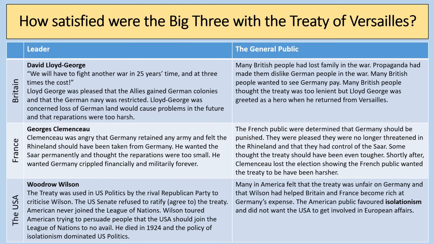Now, Woodrow Wilson, he was content with many aspects of the treaty, although perhaps would have liked a little bit more self-determination within it. Woodrow Wilson's main problem was that the treaty was very unpopular within America, and many people in America thought that Woodrow Wilson hadn't been able to get enough of his ideals into the treaty. The rival Republican Party in America used the Treaty of Versailles to criticize Wilson, and the US Senate, which is a little bit like their parliament, refused to agree to the treaty, which meant that America never actually joined the League of Nations.